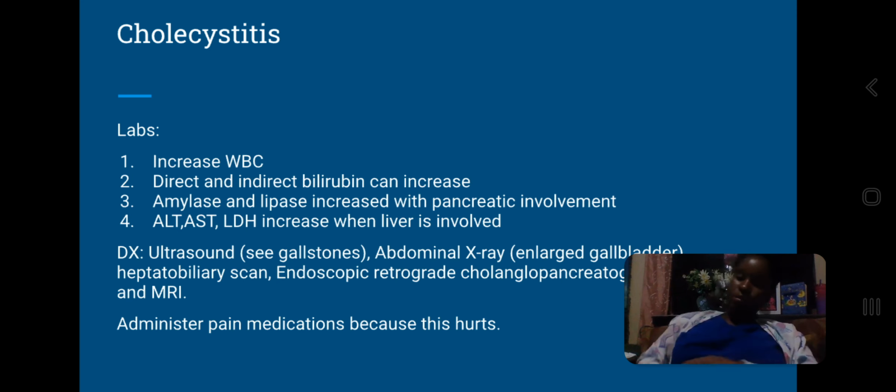Now we're going to find the labs. So if I'm hurting, I'm a patient, I'm hurt, and they said we're going to do some labs. I'll have an increase in white blood cells. Anytime there's inflammation, white blood cell count is going to be increased. Okay, so we discussed that the bile causes inflammation. Now let's go further into that.